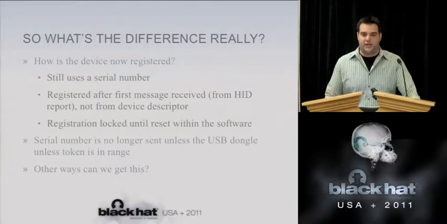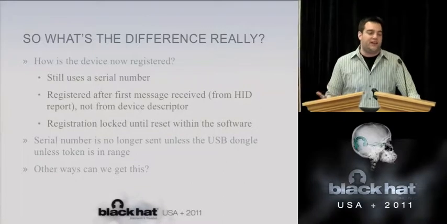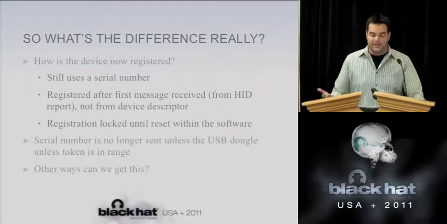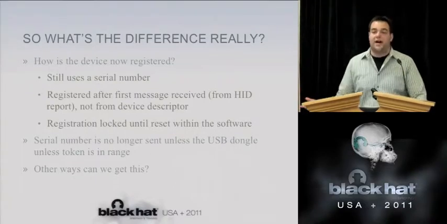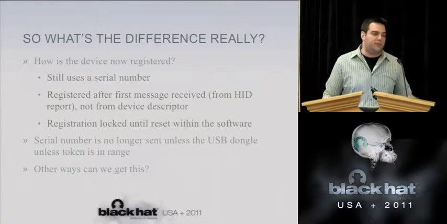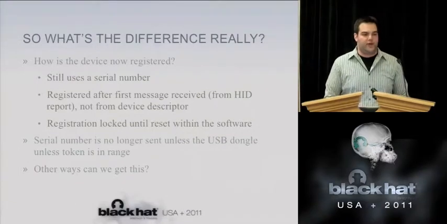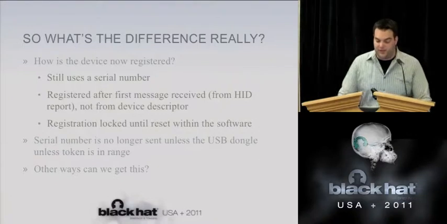It waits for the first hidden message to come in, and then registers that message. The problem is the device isn't programmed in a way to send that message unless the wireless token's in range. That's how it works. So now we're in the situation where, as an evil attacker, we're not going to be able to run in, pull out the USB dongle without the wireless token there and still disclose that serial number.